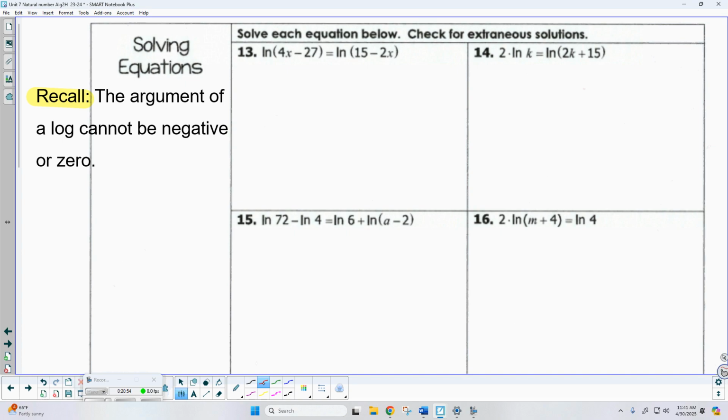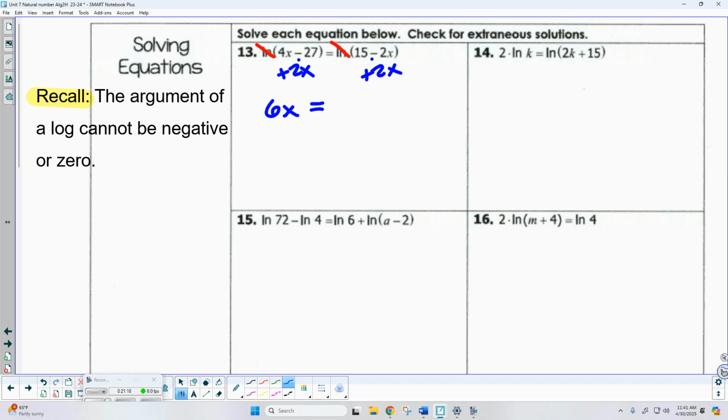Yeah, isn't it already log equals log of the same base? So I can cancel those out. I can immediately say that 4x minus 27 equals 15 minus 2x, just like we saw a few moments ago, just like yesterday. Okay. So let's say I want to add the 2x over. We can do it. So 6x equals.